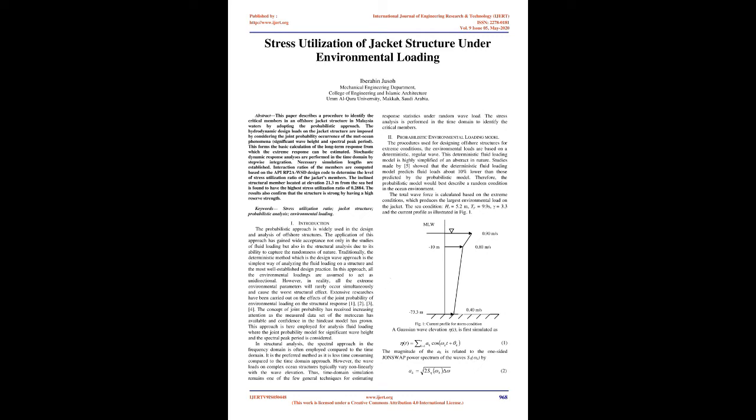The inclined structural member located at elevation 21.3 m from the seabed is found to have the highest stress utilization ratio of 0.2884. The results also confirm that the structure is strong by having a high reserve strength. Keywords: stress utilization ratio, jacket structure, probabilistic analysis, environmental loading.